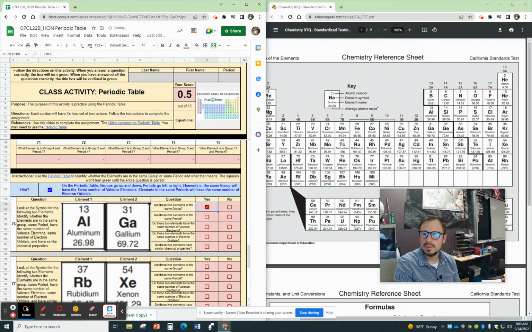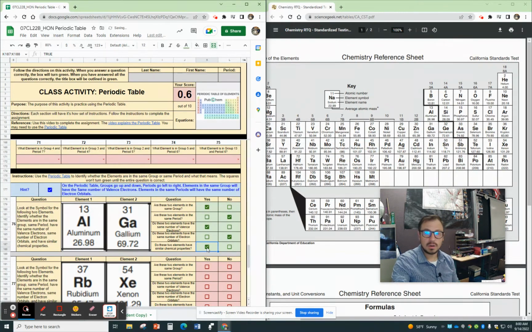Now, they're not in the same period, right? Because they're not in the same row. So they're not in the same period. Do these two elements have the same number of valence electrons? So if they are in the same group, they have the same number of valence electrons. So yes. Do they have the same number of electron orbitals? No, because they're not in the same row. Do these two elements have similar chemical properties? Yes. Because they are in the same group, they're going to have similar chemical properties.